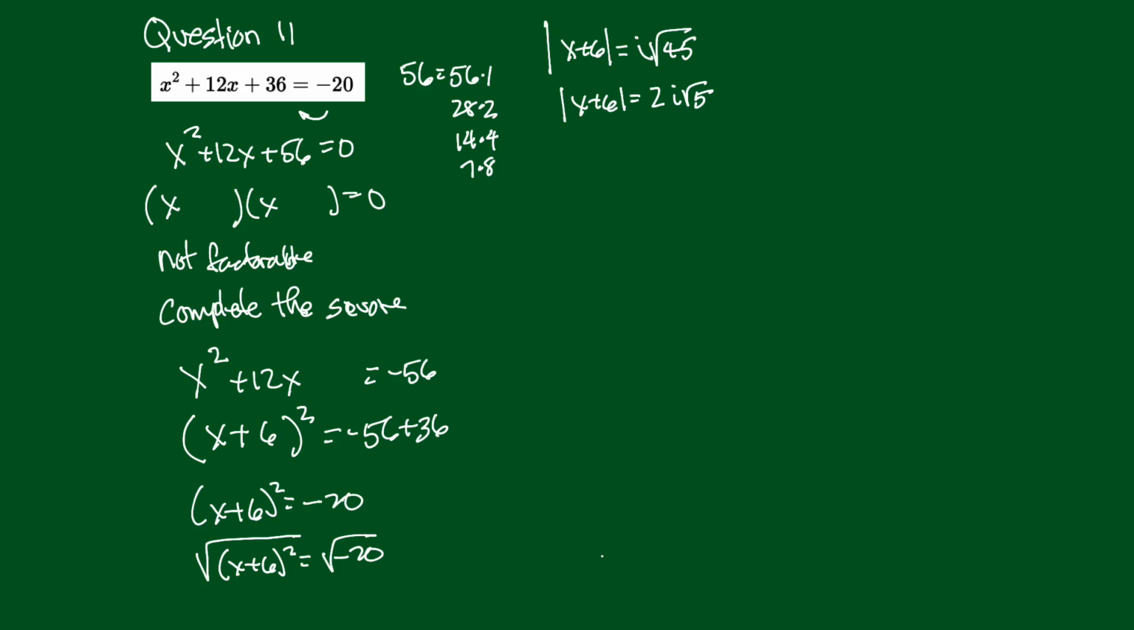Remove the absolute values. This is where we get plus or minus, so I'll get x plus 6 equals plus or minus 2i square root of 5. We're almost there. Subtract 6, I'll get x equals negative 6 plus or minus 2i square root of 5. There is my solution.